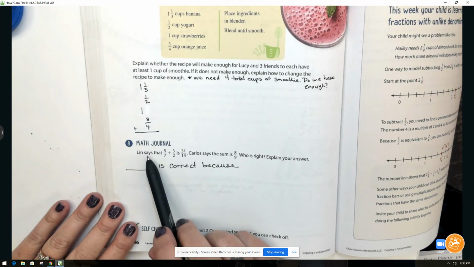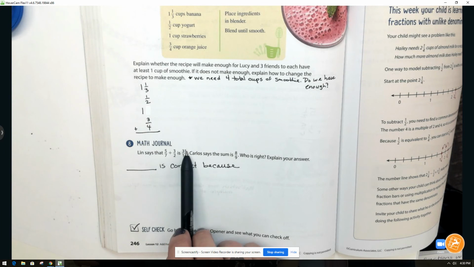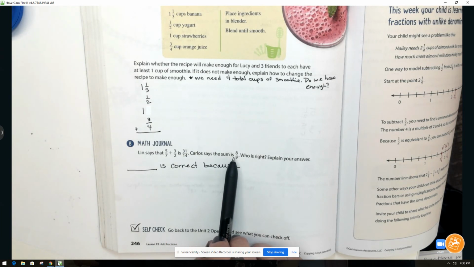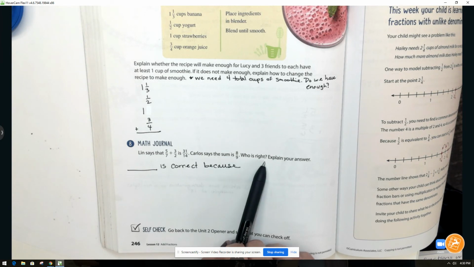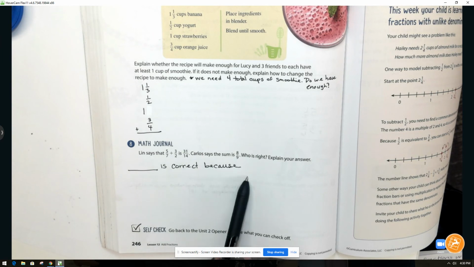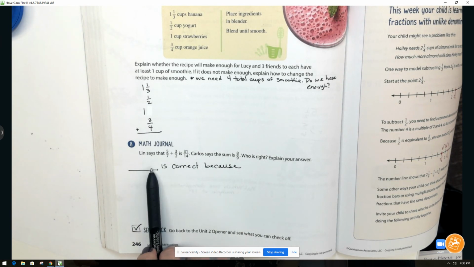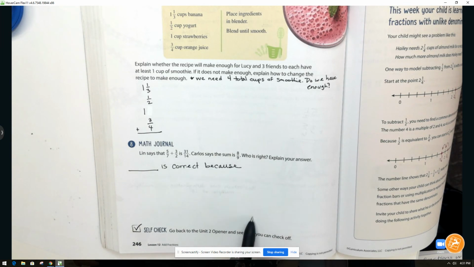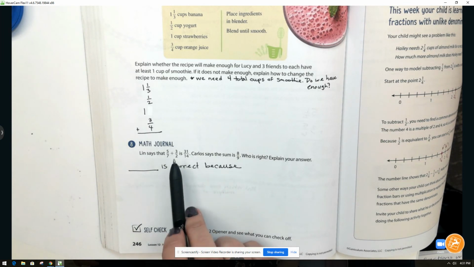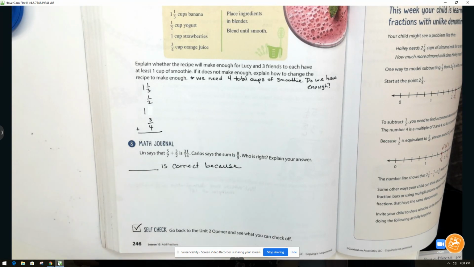And then finally, number 8. Lynn says that 5/7 plus 3/2 is 31/14. Carlos says the sum is 8/9. Who is right? Explain your answer. So you're either going to say Lynn is correct because, and then tell me why Lynn is correct, or you're going to say Carlos is correct because, and then tell me why Carlos is correct. So I want you to tell me who is correct, Lynn or Carlos.